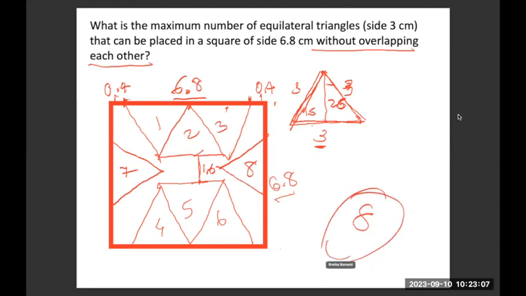So in this geometry, you cannot fit more than 8 equilateral triangles in a square of 6.8 by 6.8, and the equilateral triangles have to be of side 3. Is that clear? Any doubts, any questions in this?